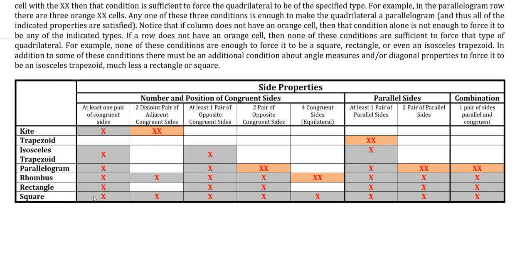So the square, the most special one, notice it has all of those special properties about the sides, but those alone are not enough to make it a square. Any one of these alone is not enough to make it a square.